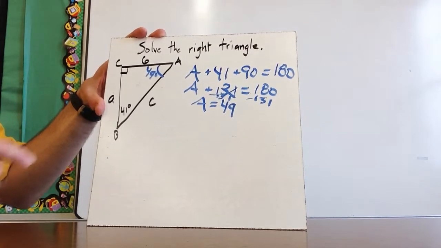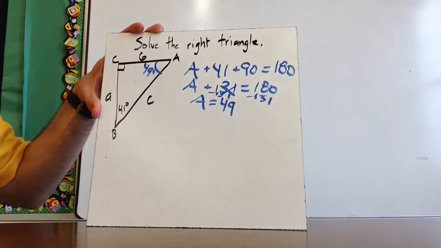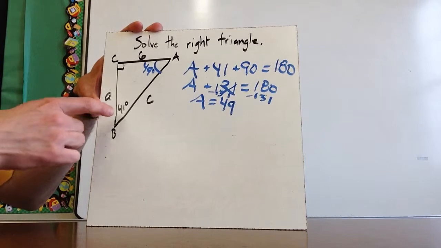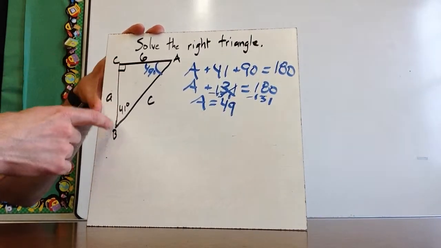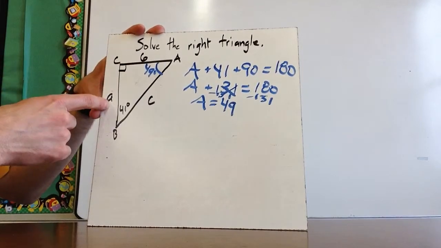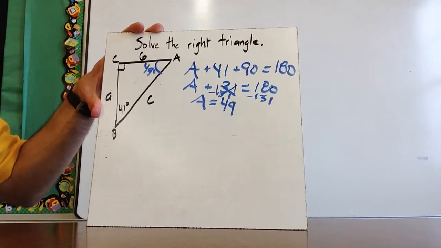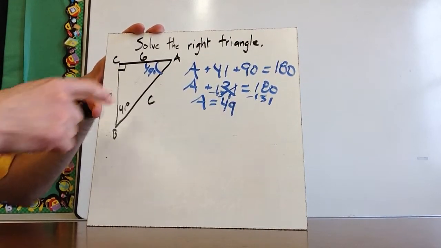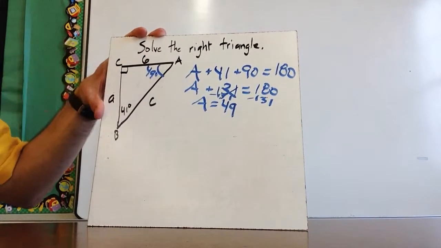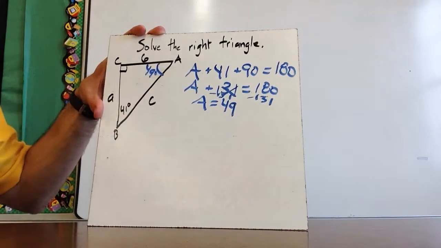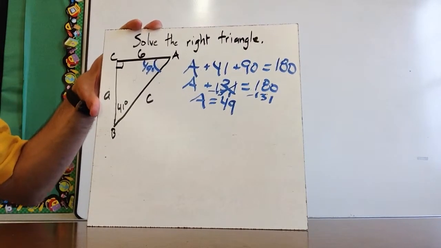Now, if I want to find side A, there are a couple of ways I can do that. One would be to use angle B: I know that the opposite is 6, and I know that the adjacent is A. Another way would be to use angle A: I know the opposite is A, and the adjacent is 6. But keep in mind, I still don't know necessarily what the hypotenuse is. I'm going to do that next.